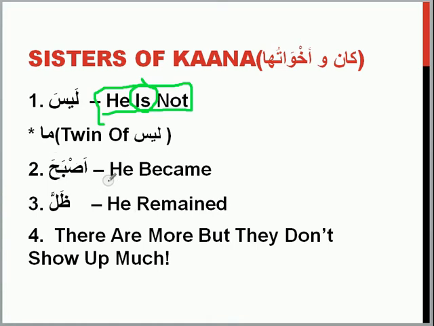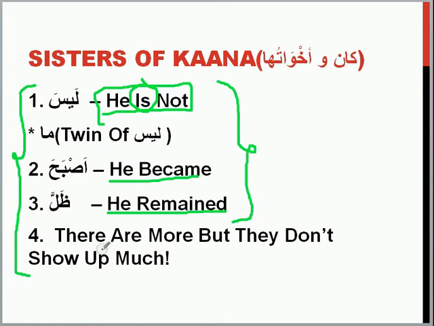Asbaha, which gives you the meaning of he became. They all have their mudare and madi tables themselves. Zalla, he remained. So there are more of these sisters, but they don't show up that much, and I told you in the videos of introduction that we are focusing on Quranic benefits, so these are the main ones, and we'll focus on them. And notice that Laisa itself has a twin called Ma, and we'll be introduced to them very soon. But before that, let's deal with Yakunu first.